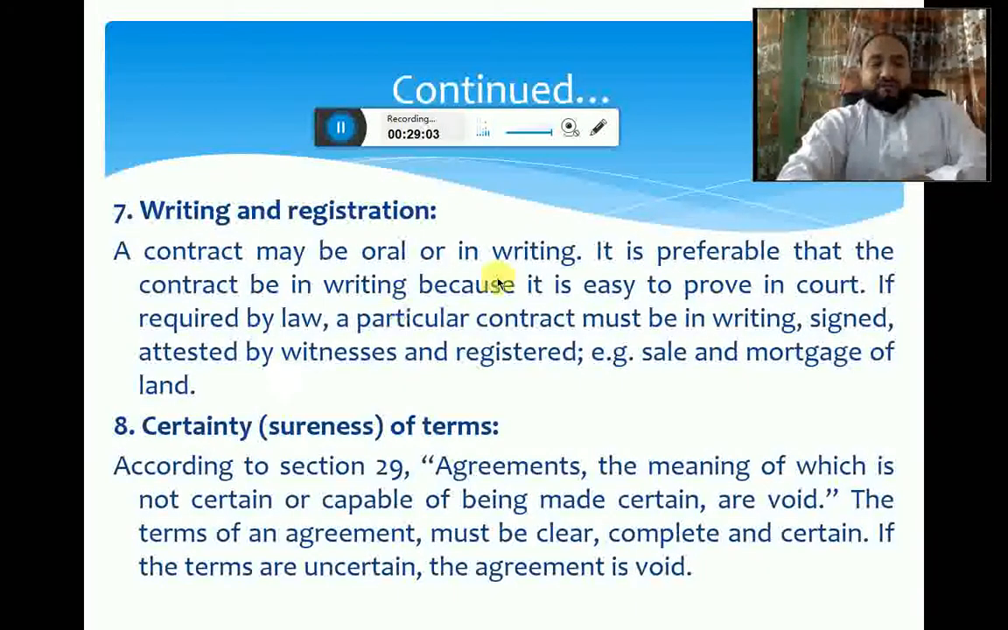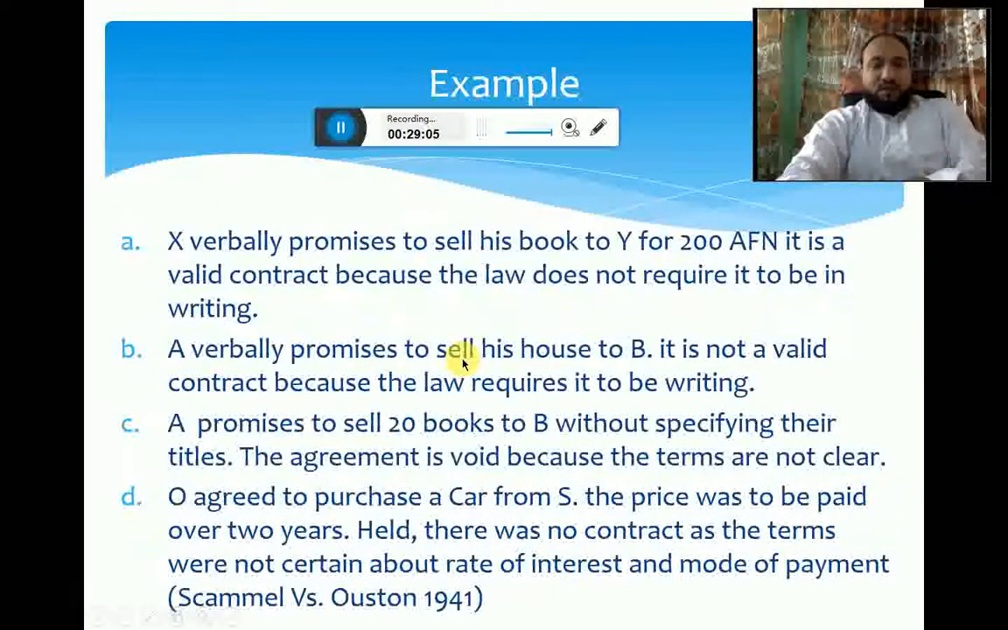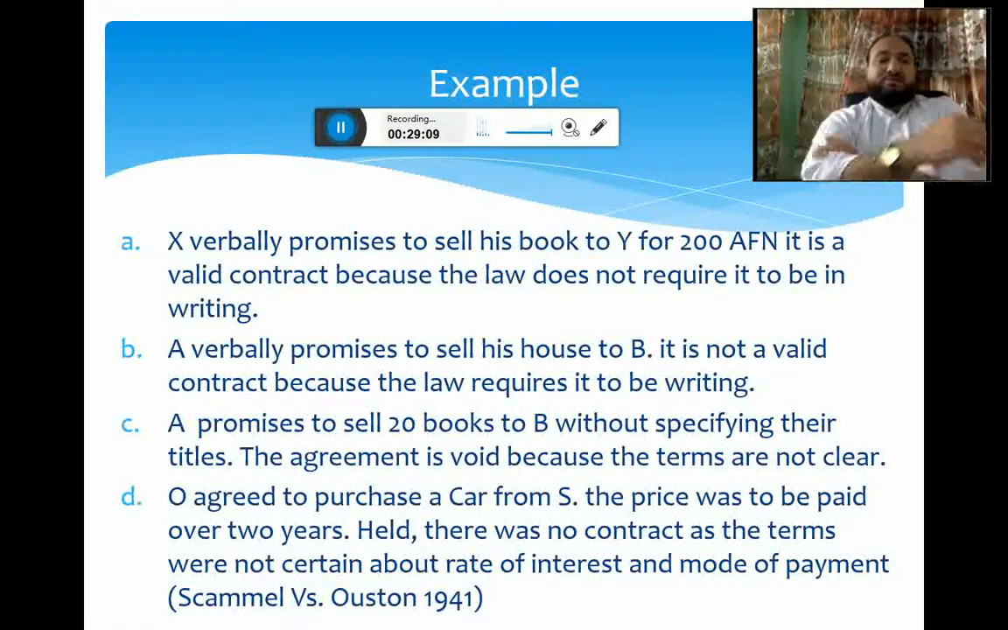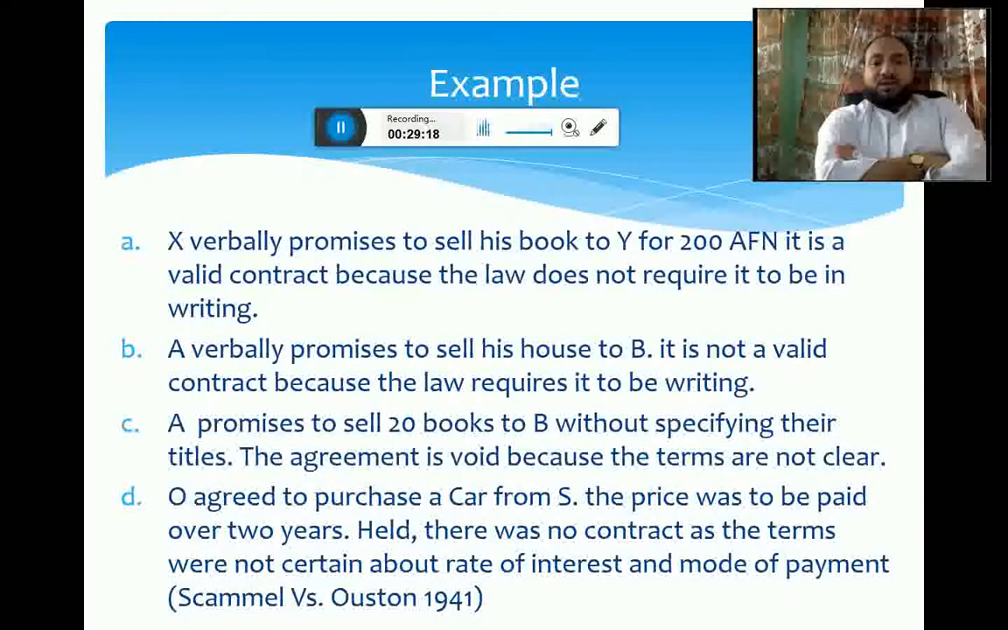Next we have examples. I'll read only the first and the last example. X verbally promises to sell his book to Y for 200 Afghani. It is a valid contract because the law does not require it to be in writing.